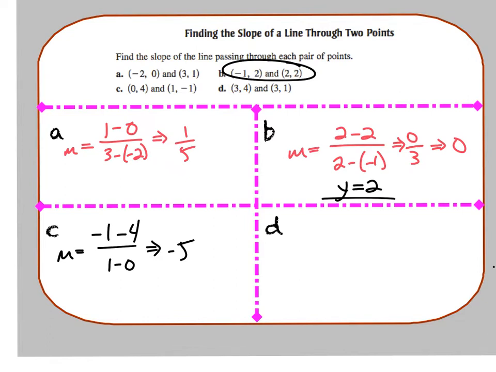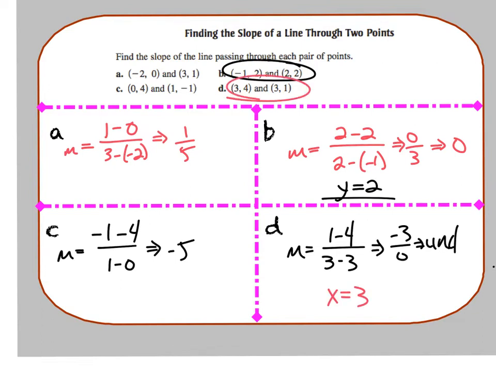Call on somebody. Braden, help me out. You do 1 minus 4 over 3 minus 3. So what do we get? You get -3 over 0. So what's that? If you divide a number by 0, it's an undefined slope. It'd actually be a vertical line. And if it's a vertical line, what is the equation? It's x equals 3, because the y's change, but the x's stay the same.